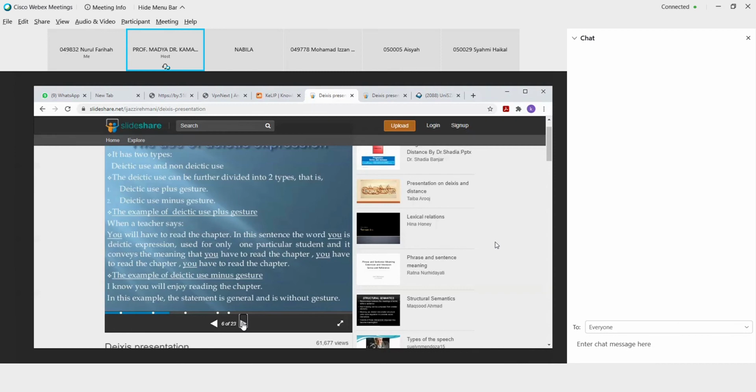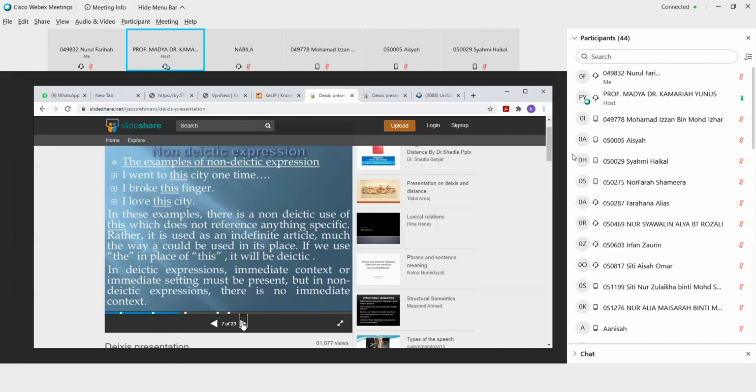For example, in this sentence, "I know you will enjoy reading the chapter," we do not make it specific to whom, but only the audience at large. So I know you will enjoy. Yes, you will enjoy. "You" now refers to everybody, maybe in the world, right? If there is a book meant for the whole population in the world, so "you" now will become the whole population of the world. Okay, next.